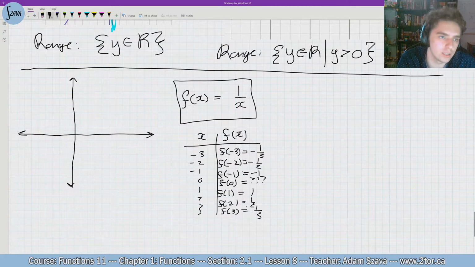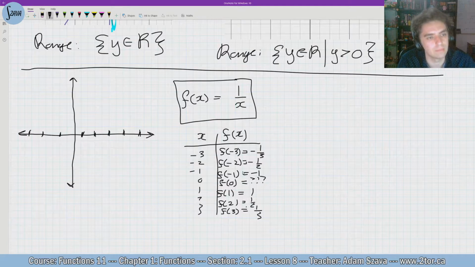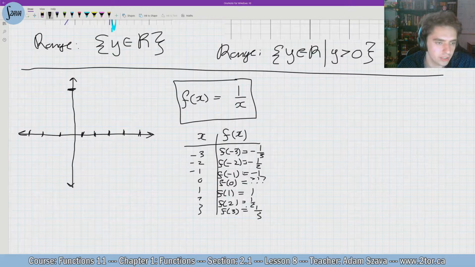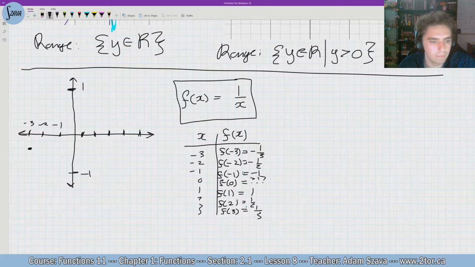So I'm going to start plotting all these points here. Let's say 1's right there, 2, 3, 4, 5, 1, 2, 3. We don't need that much, it's fine. I'll say this is 1. Here we have f of -3, which would be right here, -1/3. That's -1, that's 1. So f of -3 is going to be about right there.